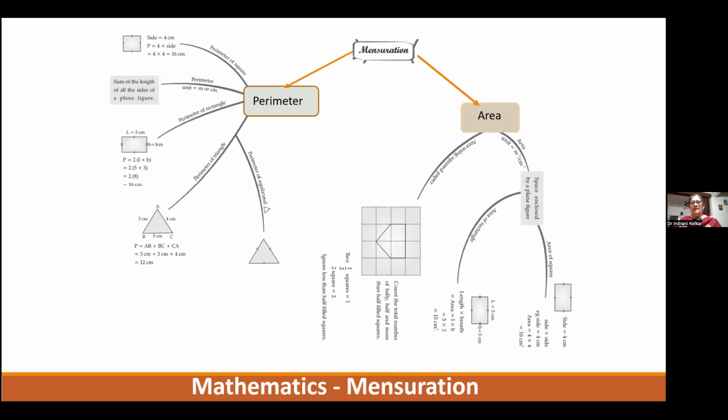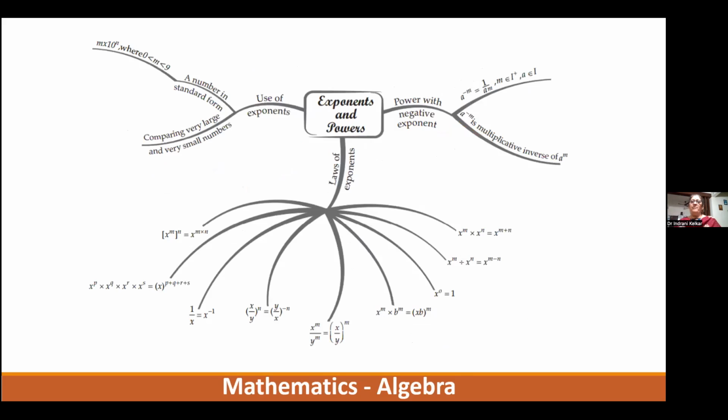Okay, so this again is mensuration, the perimeter and area of geometrical shapes. Lots of formulas. If you see, at the end, all the tips are formulas. This is algebra, only formulas, with nothing much written. Only the main points are written, and then the formulas: the exponents, laws of exponents, powers, and use of exponents.